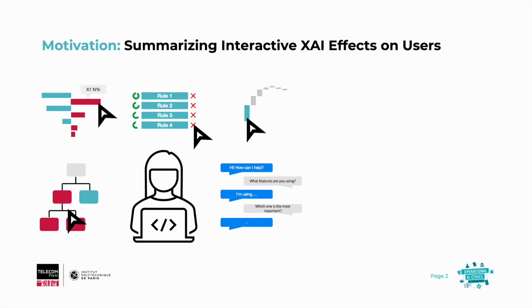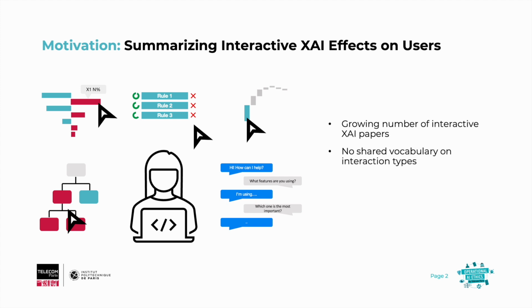First, there is an ever-growing number of contributions each year on the topic of explainability, so reviews are currently necessary to summarize this literature. Then, studies in XAI do not use a common vocabulary to designate different interaction types, making it difficult to draw general conclusions on the different forms of interactive XAI. Further, it is not clear whether interactive explanations are beneficial or detrimental to users on various aspects such as user understanding, trust, or user satisfaction.